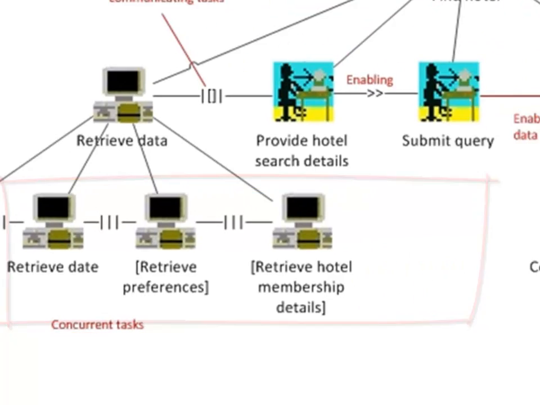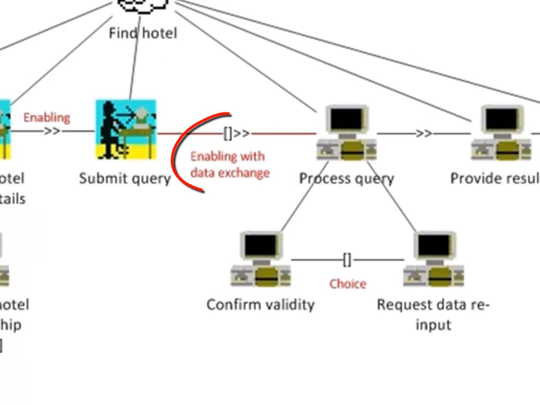Having submitted the search query, the Enabling with Data Exchange link identifies the end of this choreography task and the start of another to process the query and return results. The choice link between confirm validity and request data re-input denotes a split in the flow of the choreography process. In this case, the user returns to the original choreography task.